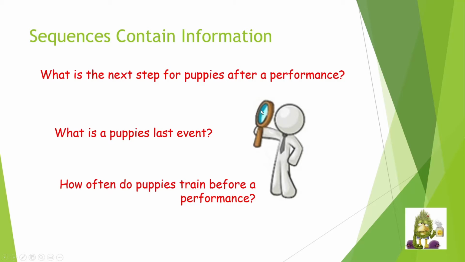Why would you want to solve them? Always ask the questions. Well, we have puppies. Puppies do performances, puppies do training, puppies have invoices, etc. So what would you like to know? Well, what do puppies do after their last performance? How many times do they do a specific event, and how can you market to those events?